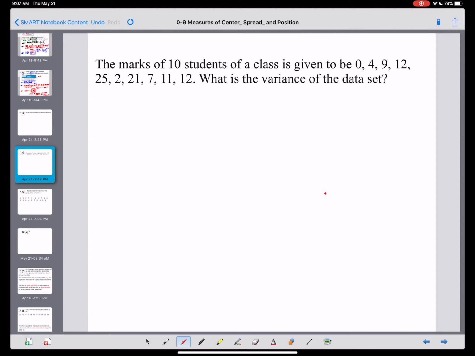I'm assuming that this is a sample, and the reason why is that it's 10 students in a class. I'm assuming that there's more than 10. I could be wrong, but logically speaking, it should be a sample. If it doesn't specifically use the word sample or population, or you can't logically think about it, the go-to move is to go to sample. Once again, if you can't make the distinction between sample and population, go to sample.